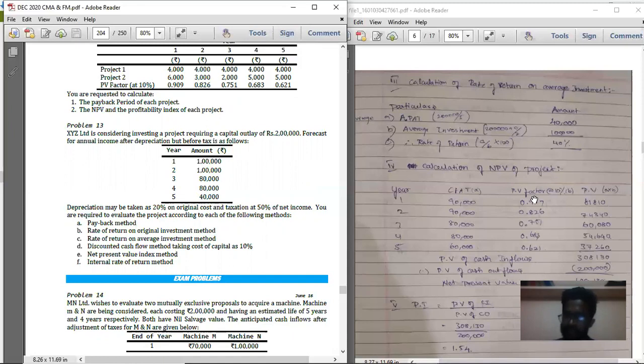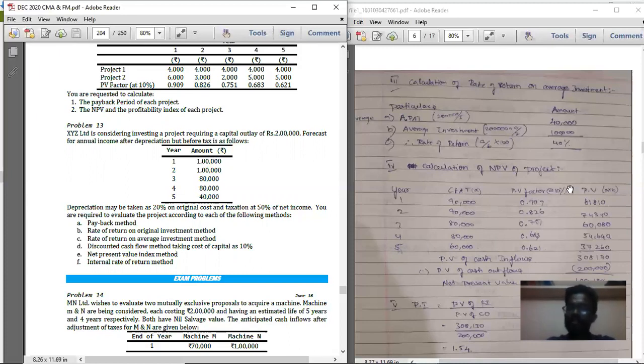So copy the CFATs. See, always for net present value you should take CFAT. You should not take profit after tax. CFAT is cash flow after tax. On that, if you multiply present value factors, you will get present values. They have calculated CFATs in the first statement: for first year 90,000, second year 90,000, third year 80,000, fourth year 80,000, and fifth year 60,000. These are the different CFATs for each year.